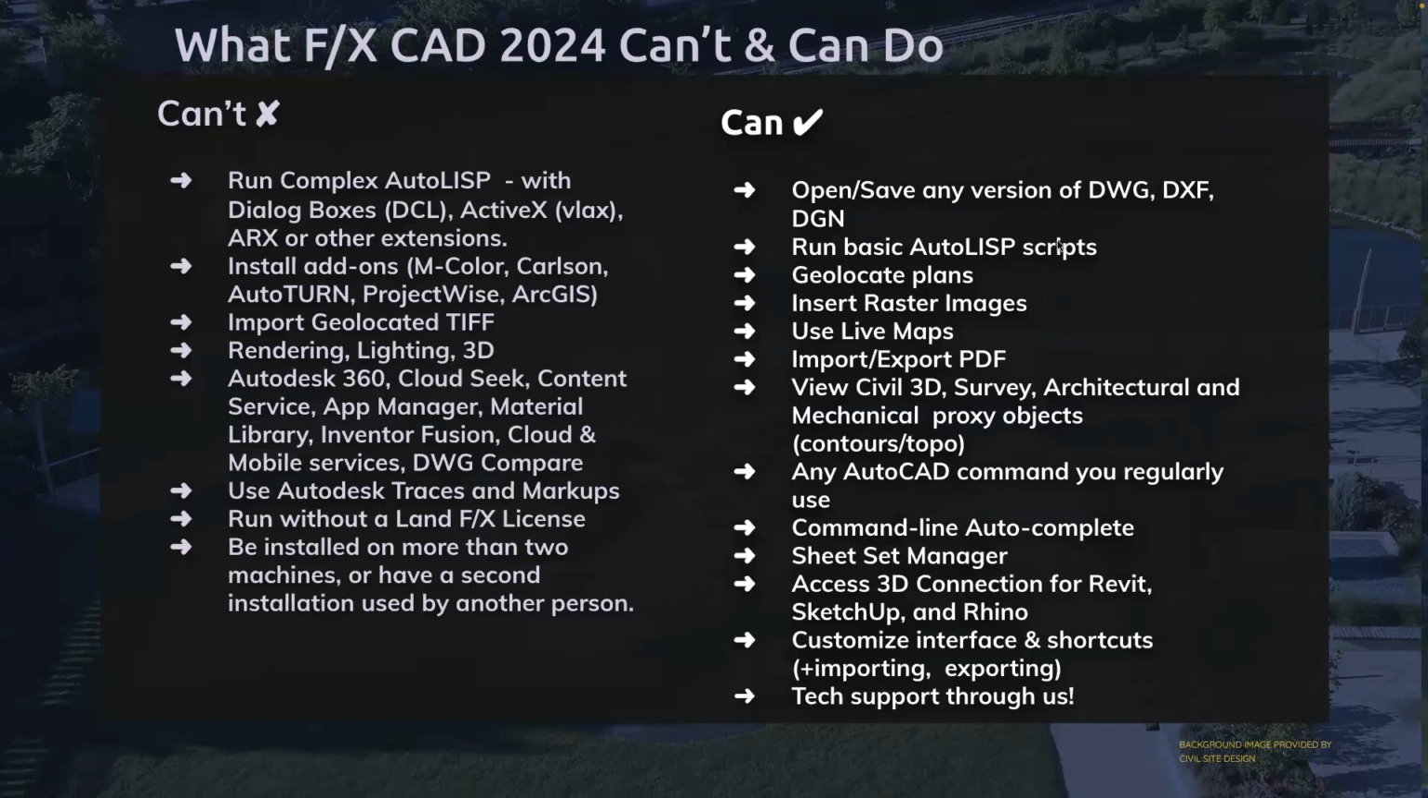And so for the CAN version, let's look at this. You can open any version of DWG, DXF, and DGN. That includes back saving, so any previous version of AutoCAD, even if it was saved in AutoCAD, you can open it in FXCAD. You can insert some raster, you can insert images and PDFs, and you can view Civil 3D objects like contours and spot elevations. If we have some time, I'll show you how, but we do have a documentation page on that. And it basically has a lot of the other basic things.